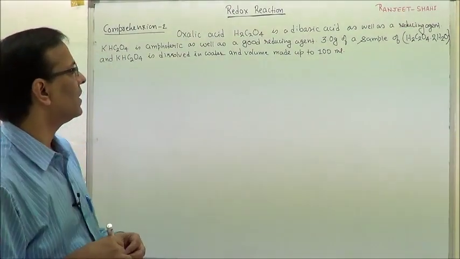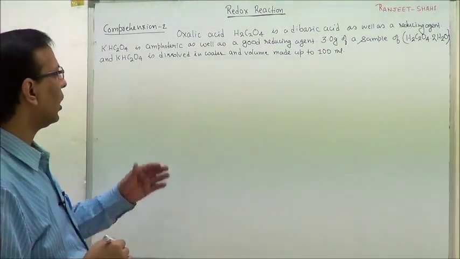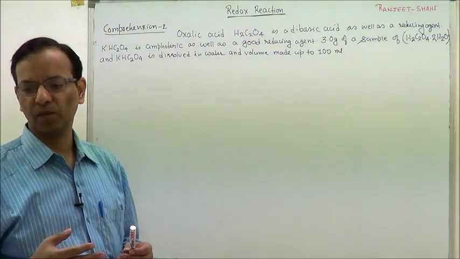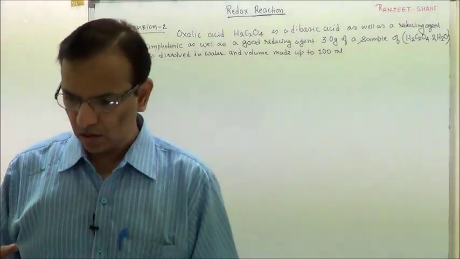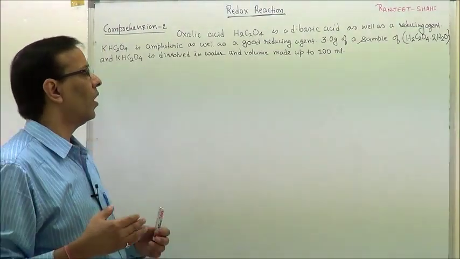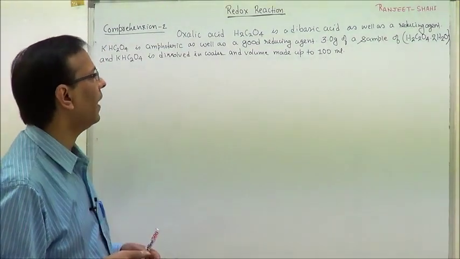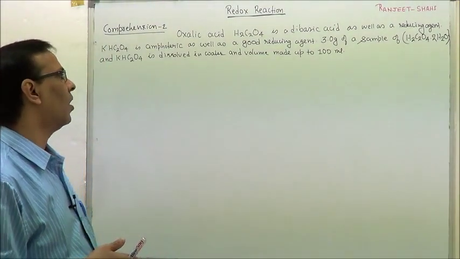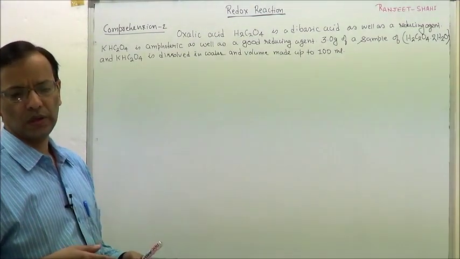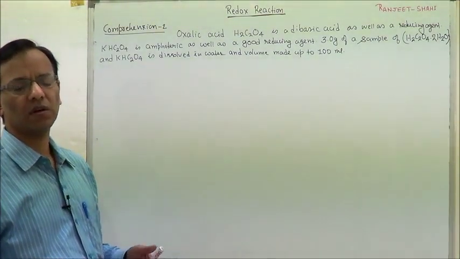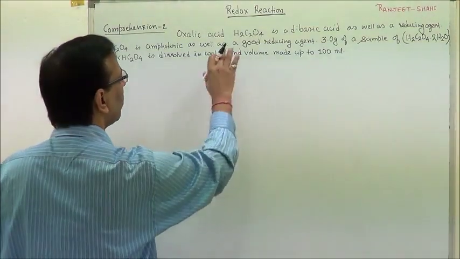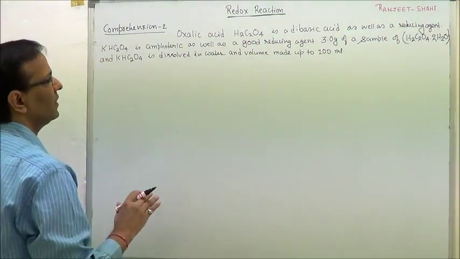This is the information given about a typical analysis of a mixture which contains both oxalic acid dihydrate and potassium hydrogen oxalate. Besides these two, there may be some impurity also. So now the questions follow this information.